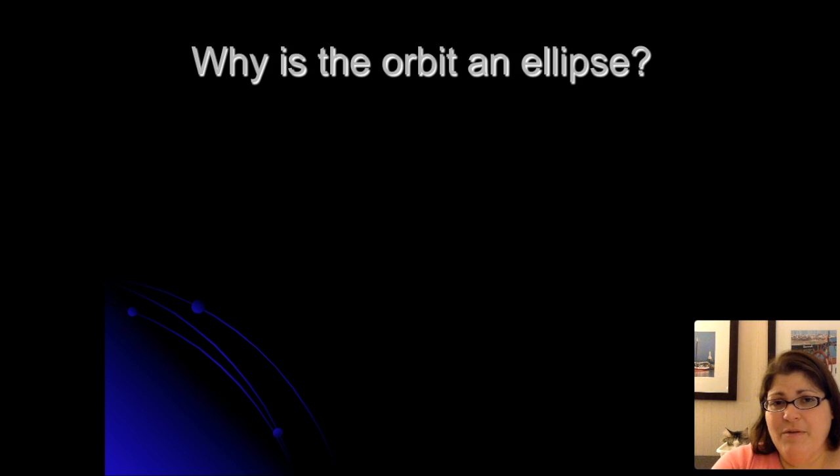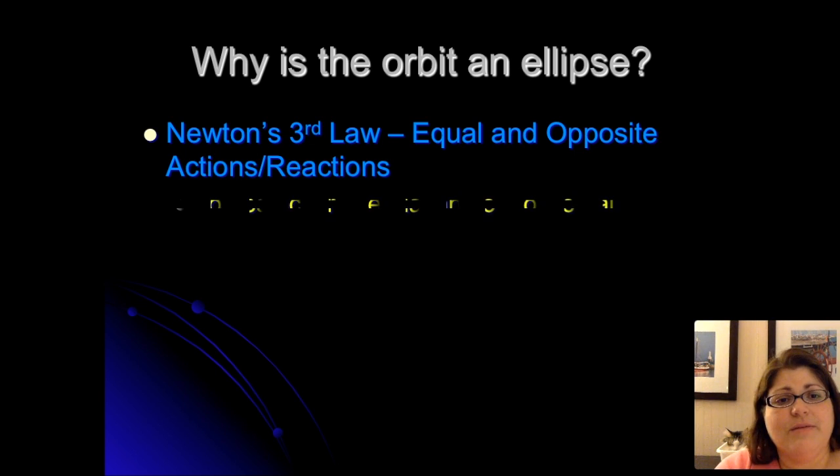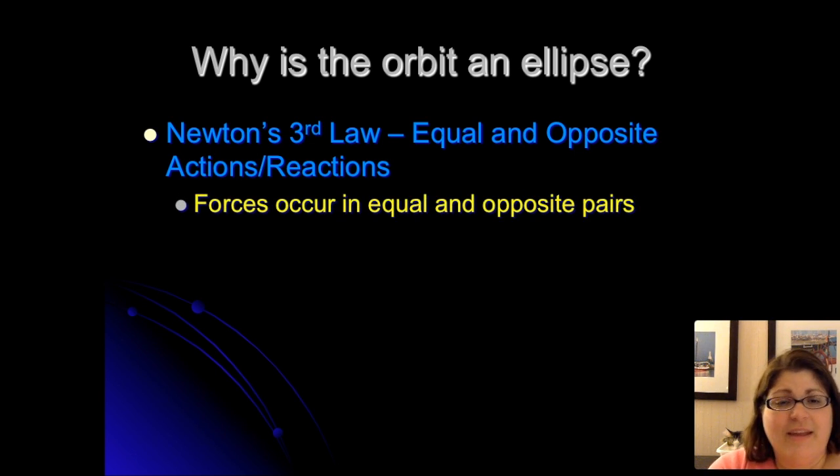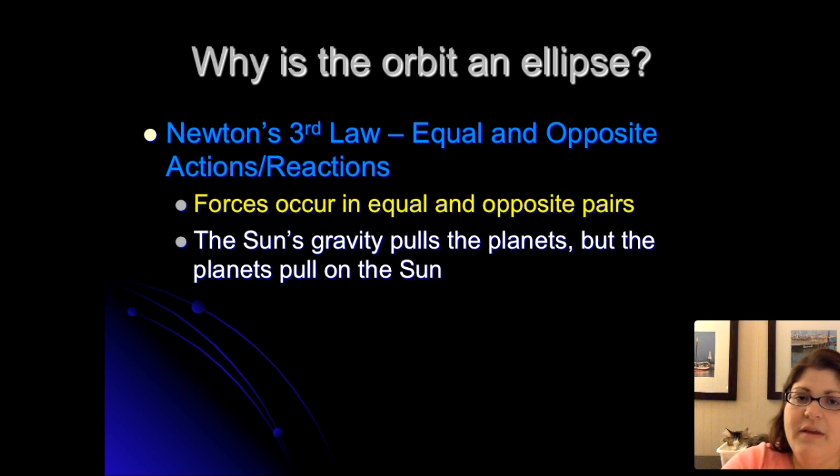Let's talk about why Kepler's first law occurs. Why do planets orbit in the shape of an ellipse? Well, to talk about that, we have to talk about Newton's third law, his law of equal and opposite reactions. In other words, for every action, there's an equal and opposite reaction. Another way of saying that is forces occur in equal and opposite pairs. So, if the sun pulls on the Earth, the Earth is pulling on the sun. And if Jupiter is pulling on Earth, Earth is pulling on Jupiter.